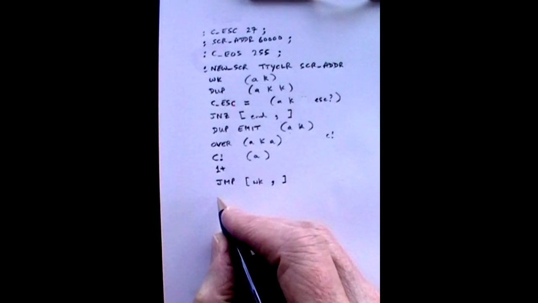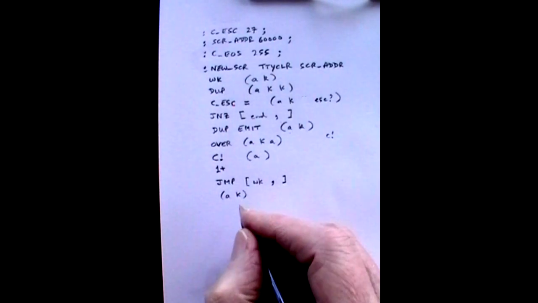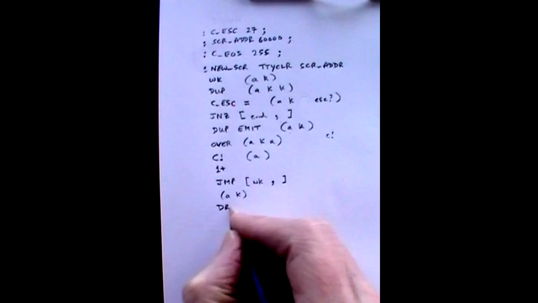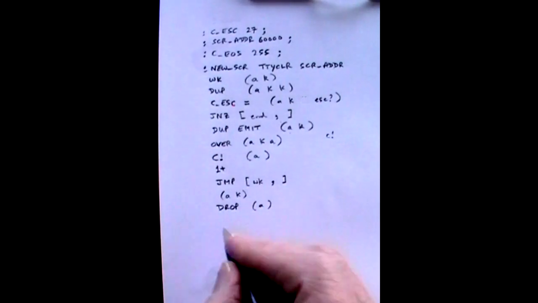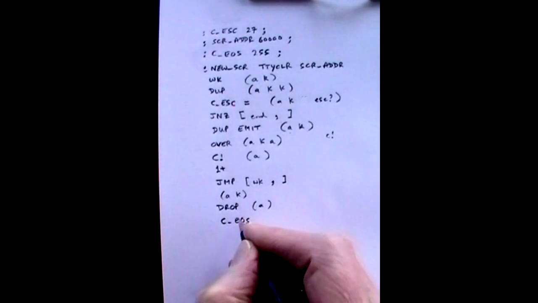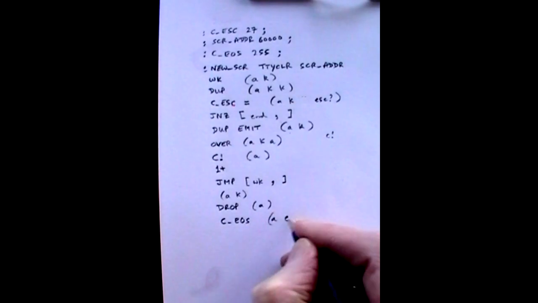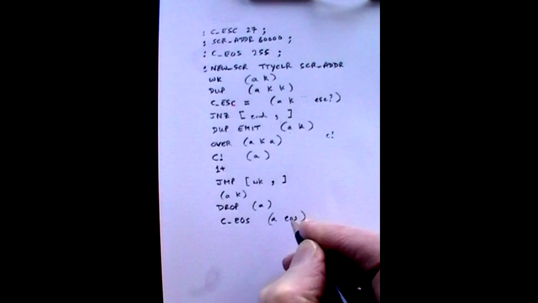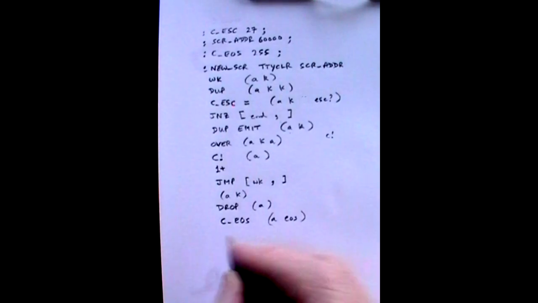And this point is where we would end up if the escape key was pressed. We'd have A and K on the stack. So we drop the key and store the terminator. So we'll put C, end of screen. So we got address, end of screen. Now these two parameters are the wrong way around again, but this time we don't need to preserve the address because we finished. So a simple swap will do.